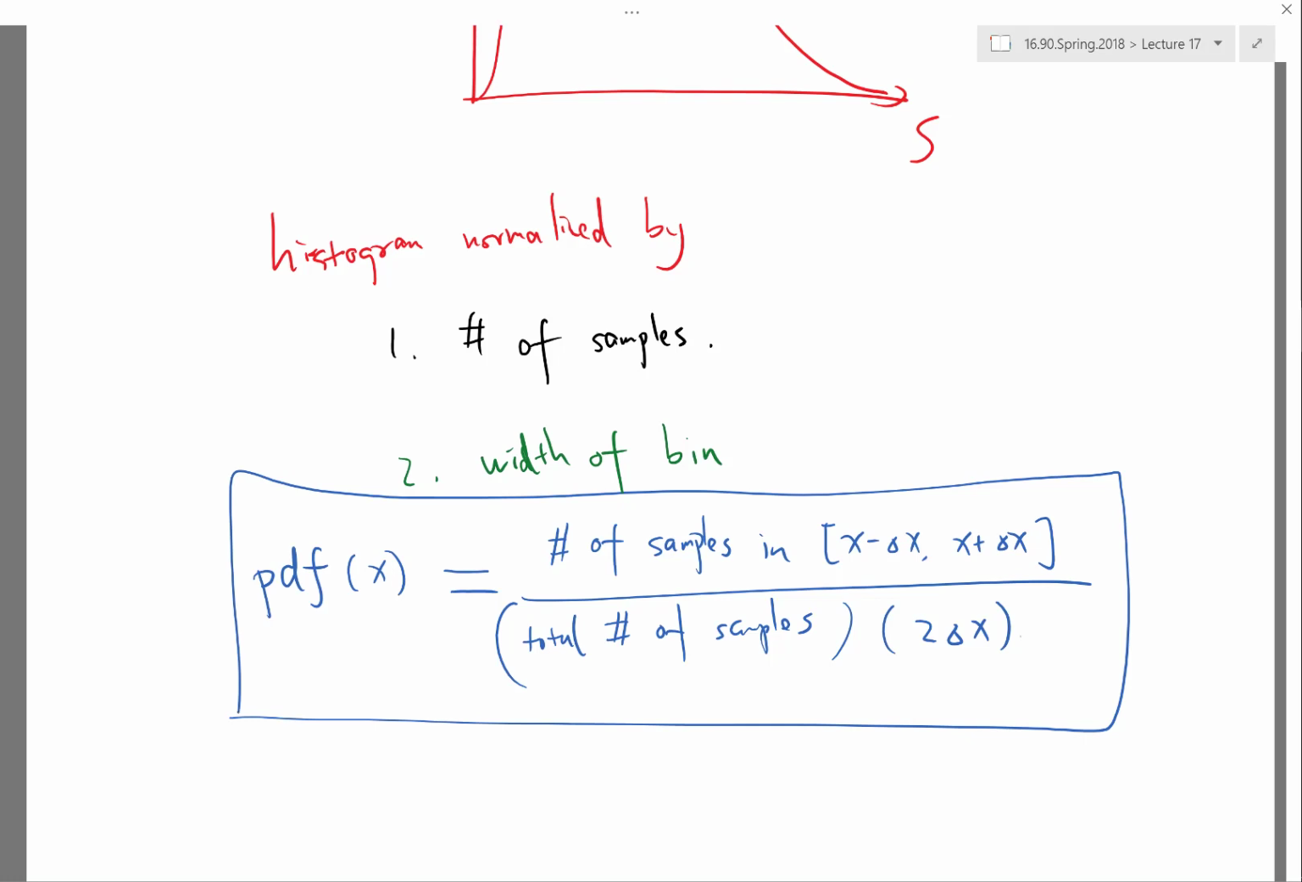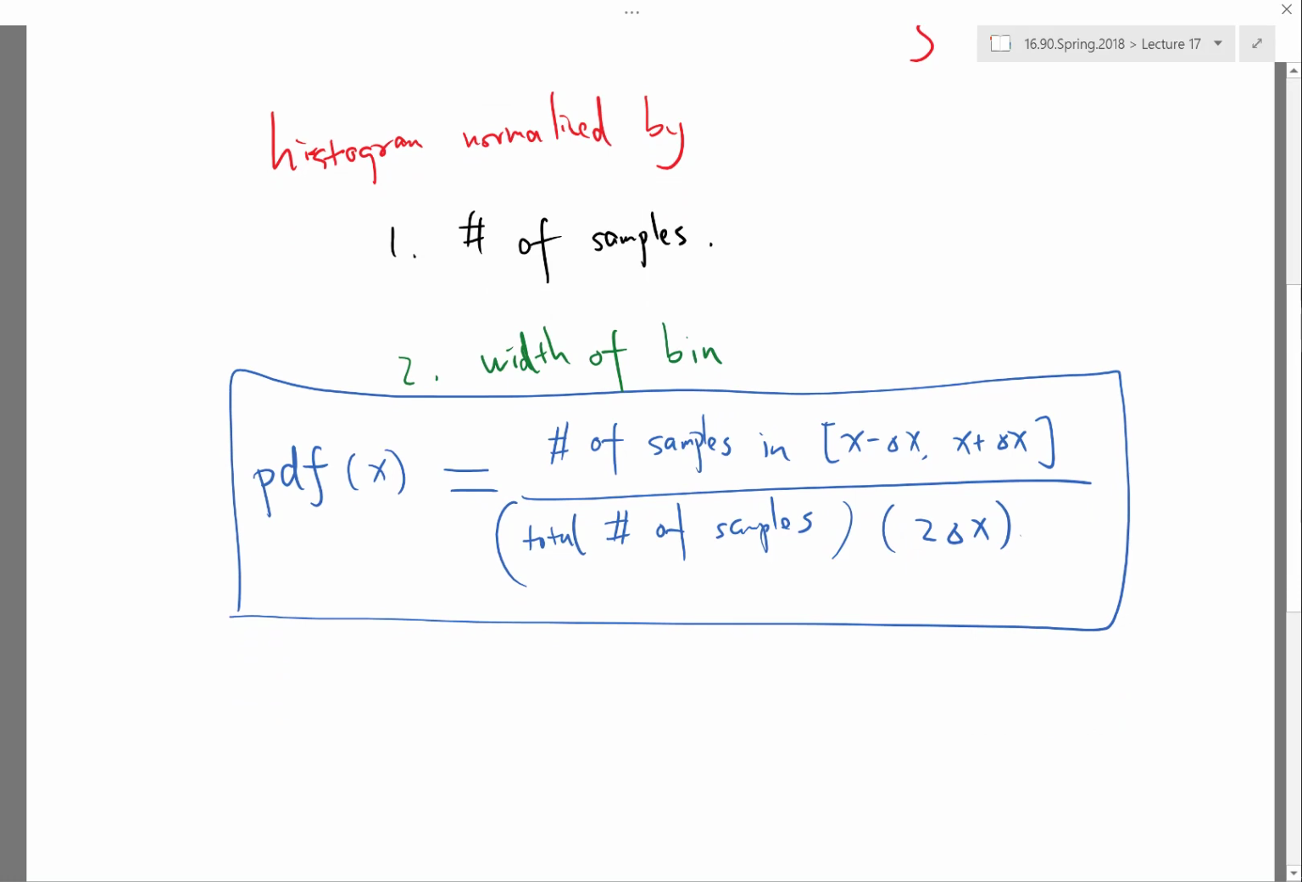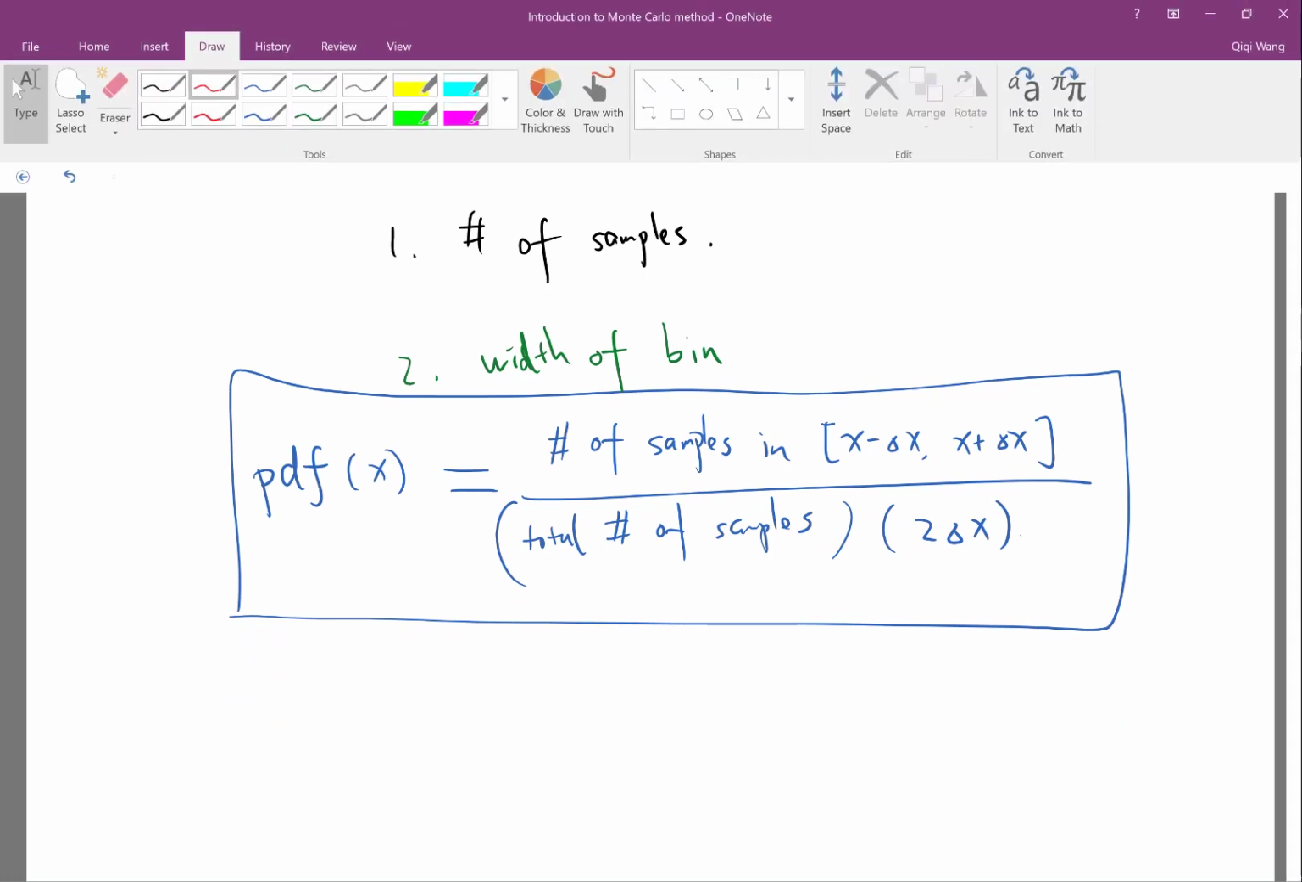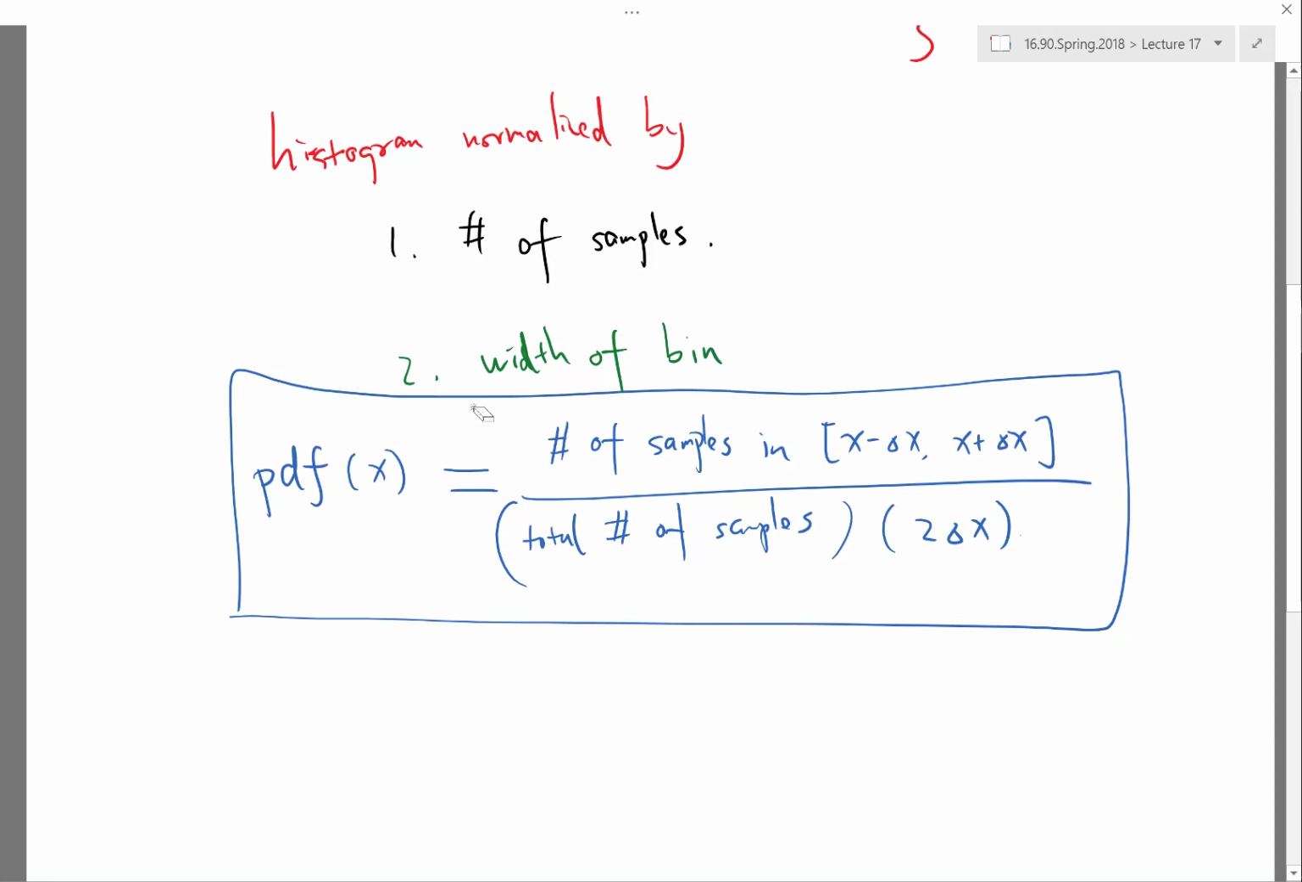And basically, this is really defined as the limit. So let me remove this. It is equal to the limit of delta x going to 0 and the number of samples going to infinity, right? So that's the proper definition of the PDF.